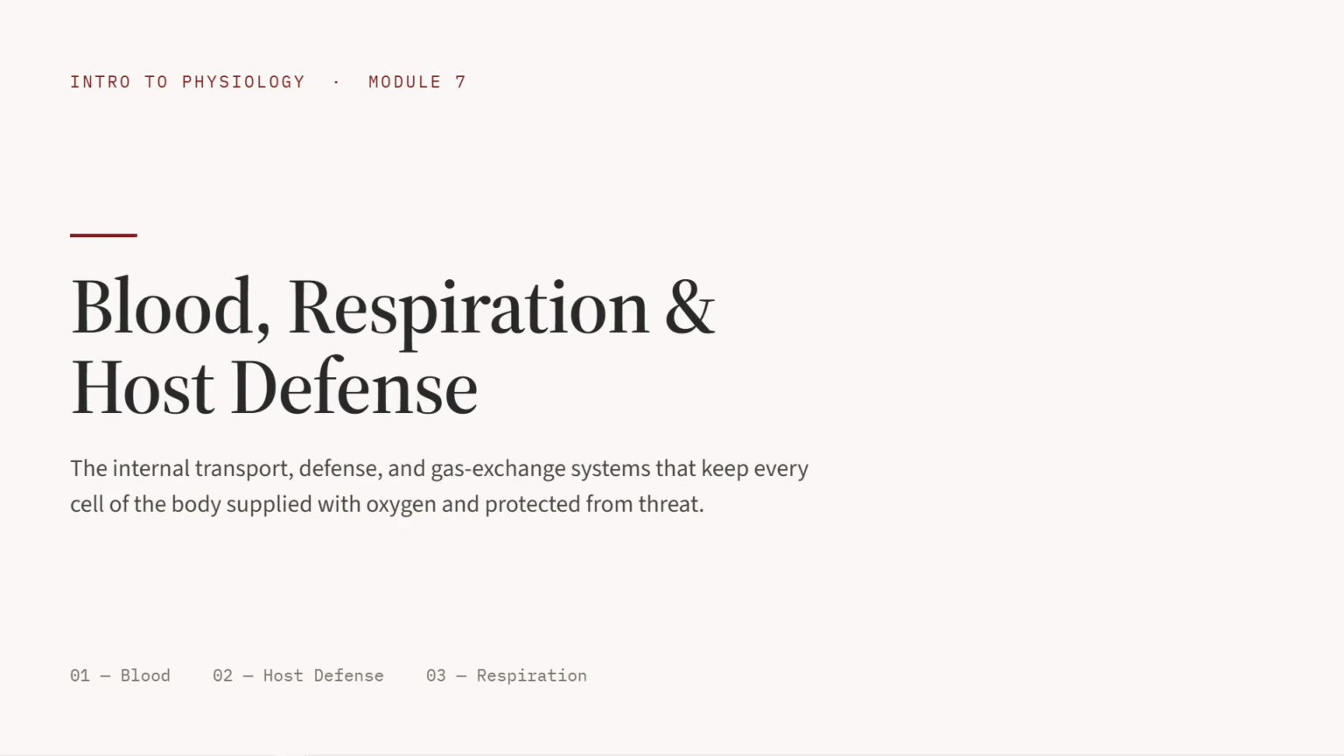We're continuing our lecture on Intro to Physiology. Today we'll be covering Module 7, Blood, Respiration, and Host Defense. These three systems can seem separate, but they share one job: keeping every cell in your body supplied with oxygen and protected from harm. Over the next 20 minutes, we'll follow a single thread: the red blood cell and the oxygen it carries. From the blood itself, through the immune cells that ride alongside it, all the way to the lungs where that oxygen is loaded. Let's get started.